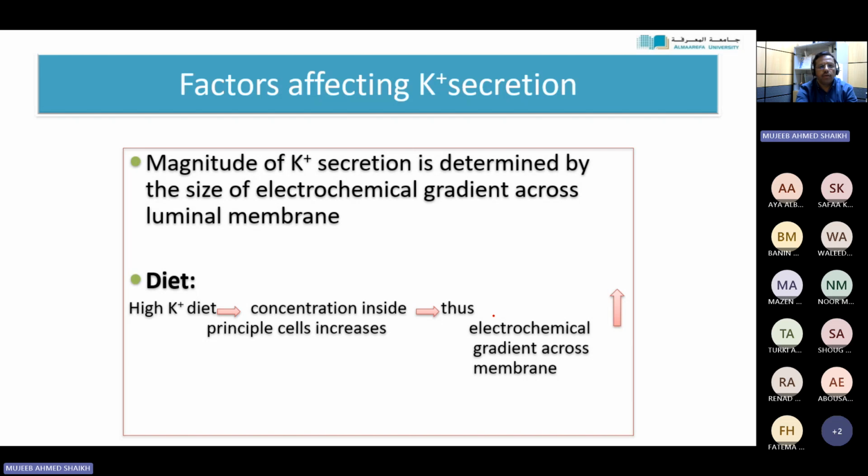The amount of potassium secretion depends upon the size of the electrochemical gradient. What is the meaning of electrochemical gradient? It is the difference between electrical charges in the lumen with respect to the inside of the epithelial cells.